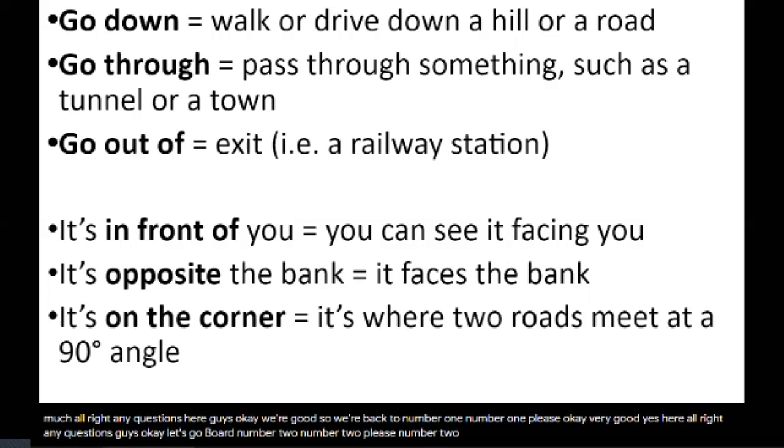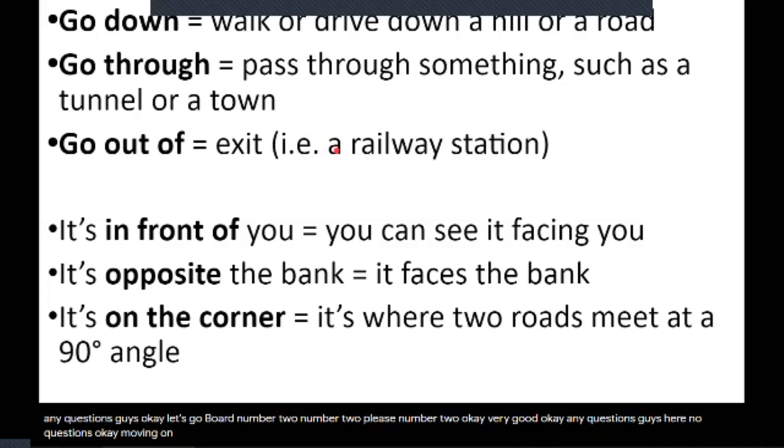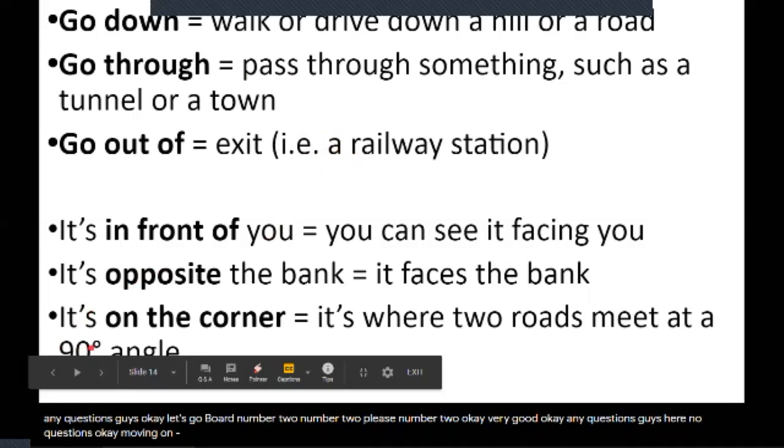Number two. Go down: walk right down. Go through: pass through something such as a tunnel. Go out of: exit. Way station. It's in front of you. You can see it facing you. It's opposite the bank. The bank is on the corner. At 90 degrees. Okay, very good. Okay, any questions, guys, here? No questions. Okay, moving on. Grados, ¿cómo lo mencionaría? Yes, 90 degrees angle. Okay. Okay, very good.